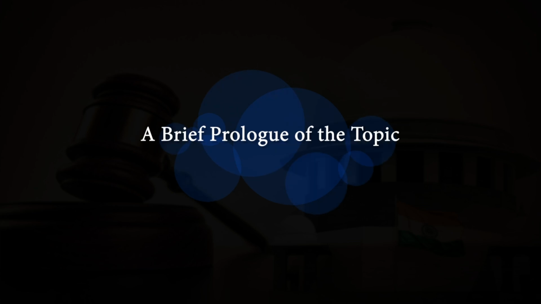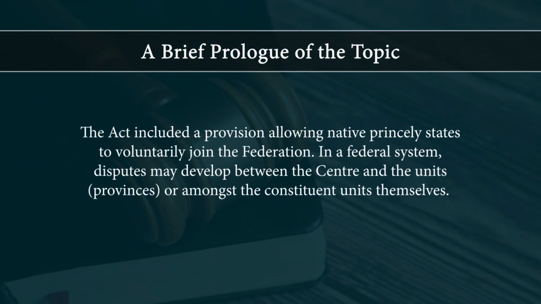Dear learners, let's begin our discussion with a brief prologue of the topic. The Government of India Act 1935, which established a federal government with provinces as its constituent parts, was passed in India. The Act included a provision allowing native princely states to voluntarily join the federation.